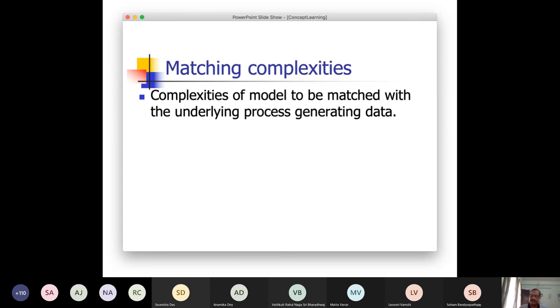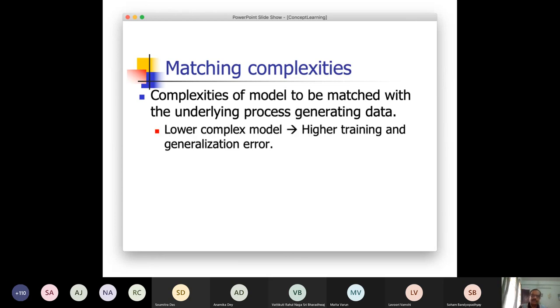So if your target function itself, that means the process which is describing the relationships between your instance and also your level, has certain complexity. Now, if your model is more complex than this, you may get a good fit for the training error, but that is not really representing the true model, so you will get higher generalization error. So the complexities should also be appropriately chosen. So that is another trade-off.